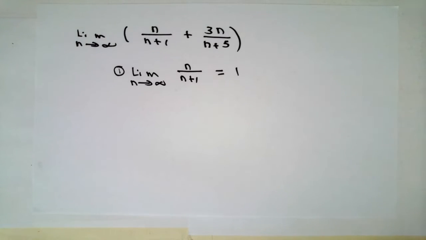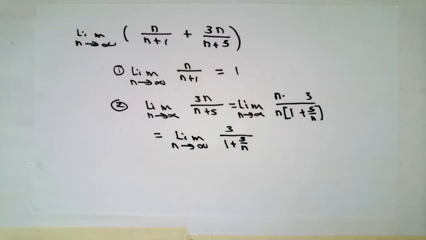We've already seen that first limit a couple of different ways, so I'm just going to recall the result. The limit as n tends to infinity of n over n plus 1 is equal to 1. For the second one, we could do the f of x trick with f of x equal to 3x over x plus 5, or we could just do the algebra trick, which is what I'm actually going to do.